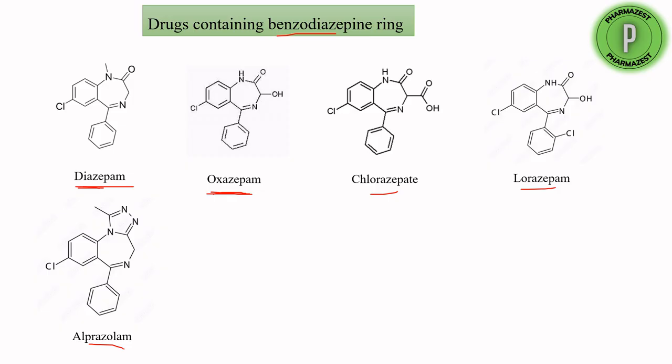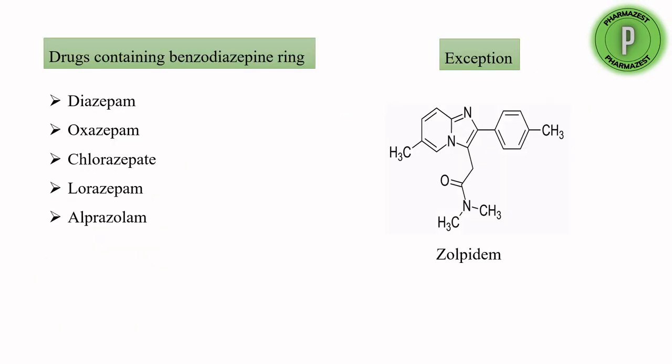And then we have clorazepate, lorazepam and alprazolam. Next, another drug in the benzodiazepines is zolpidem. So this zolpidem also comes under this benzodiazepine ring, but the specialty over here is it does not have the diazepine ring. So as you can see here in this structure, it is not having the diazepine structure, but still it comes under the classification of benzodiazepines because of its mechanism of action.